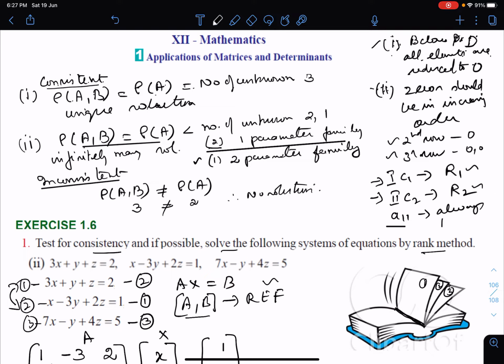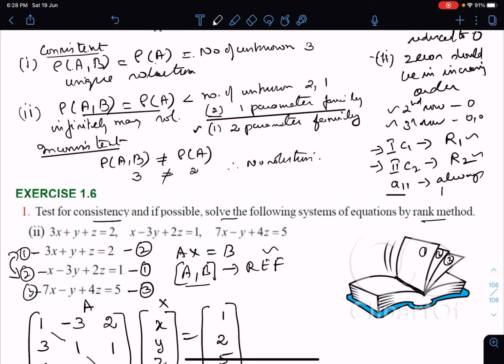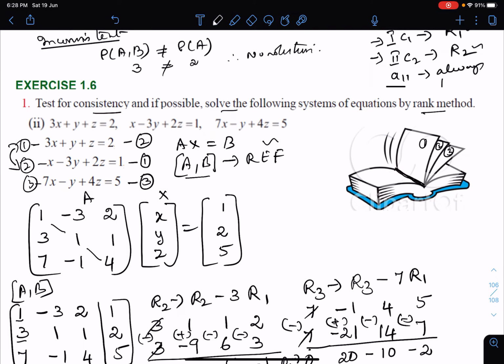And as far as consistency is concerned, what should we consider? Rank of the augmented matrix AB should be equal to rank of A, which should be equal to the number of unknowns. How many unknowns do we have here? 3: X, Y and Z. Suppose they are equal but less than the number of unknowns. Less than 3 means it must be 2. If it is 2, it is a 1 parameter family, and if it is 1, it is a 2 parameter family. And what about inconsistent? Suppose the rank of AB is not equal to rank of A, then it is inconsistent and has no solution. These are the tests of consistency. We will see which is satisfied here.